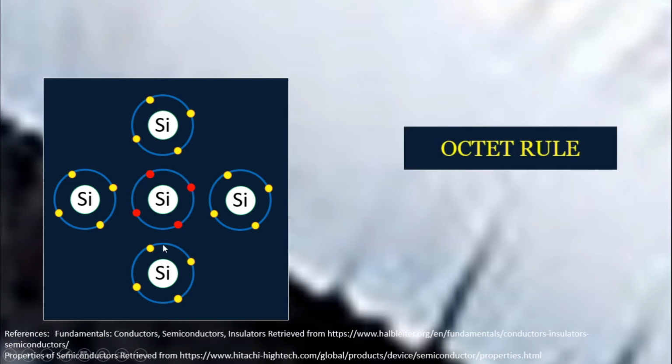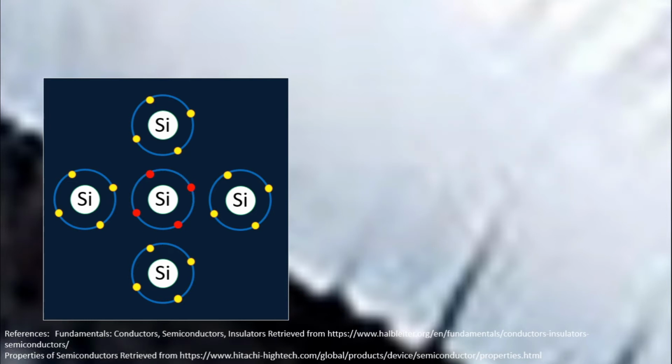Atoms have a tendency to prefer to have 8 valence electrons in the valence orbit. This rule is known as the octet rule, from octagon or octopus, associated with the number 8. Remember that silicon has 4 valence electrons, and it needs 4 more to complete the 8. As such, it needs the contribution of the neighboring silicon atoms.